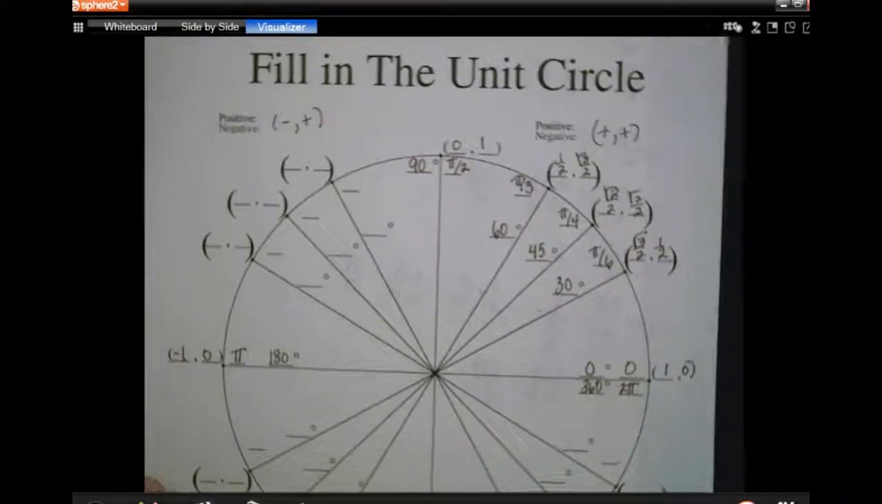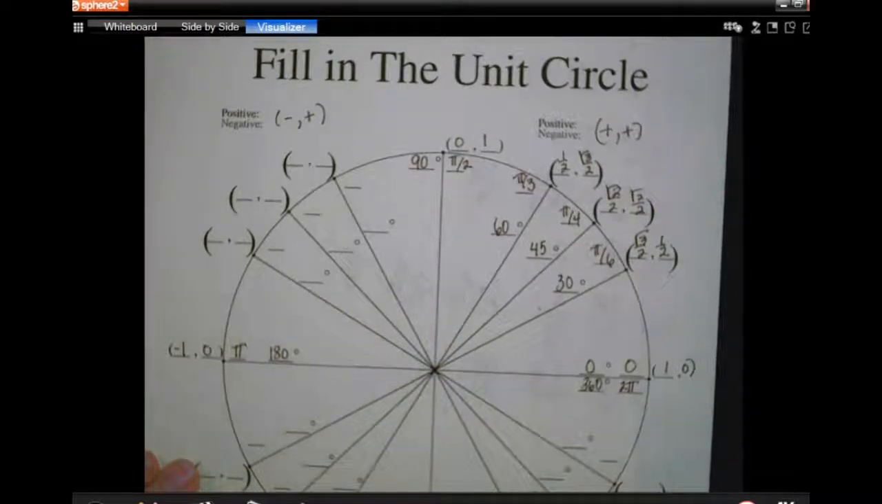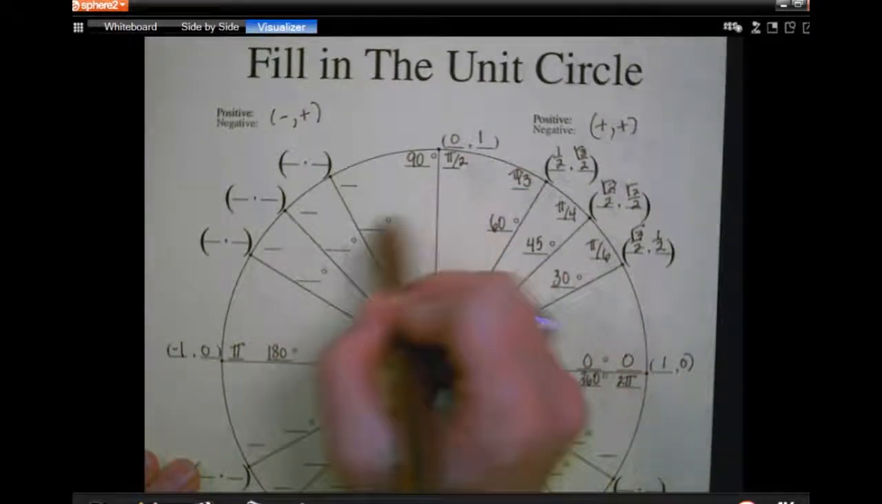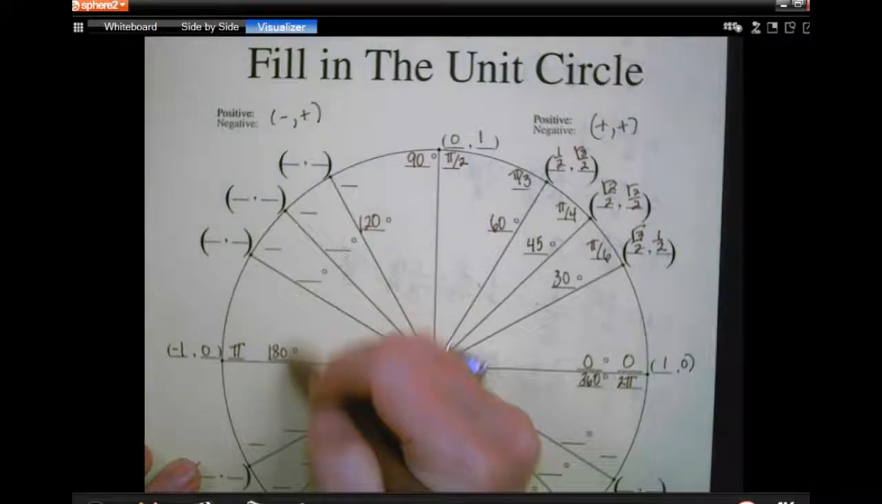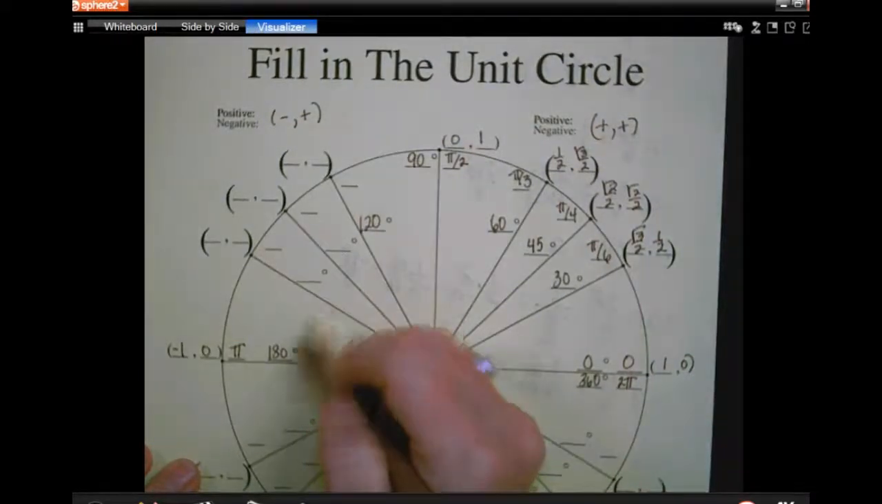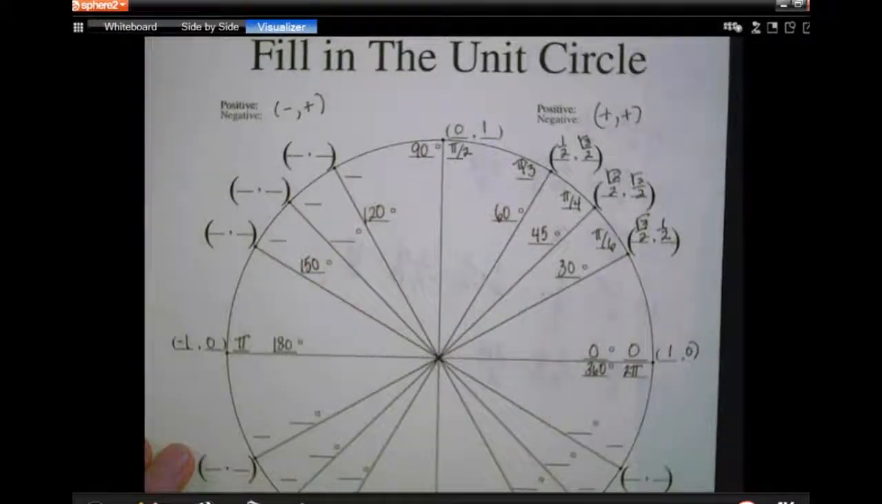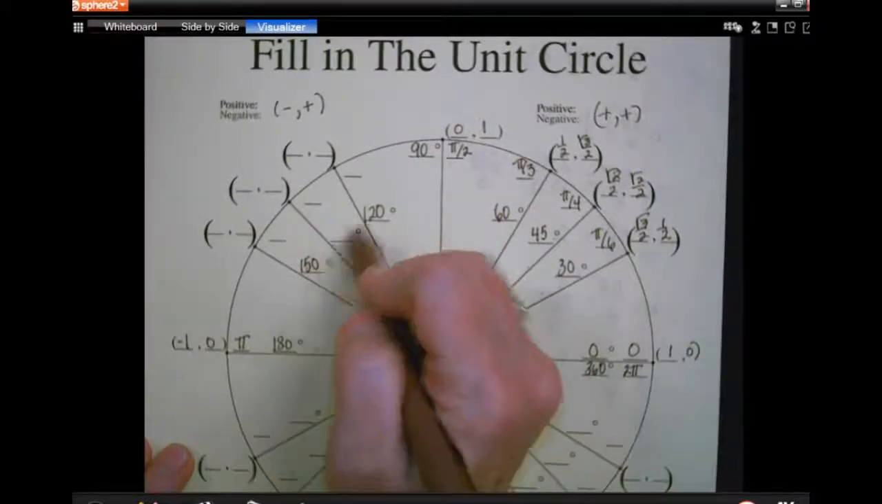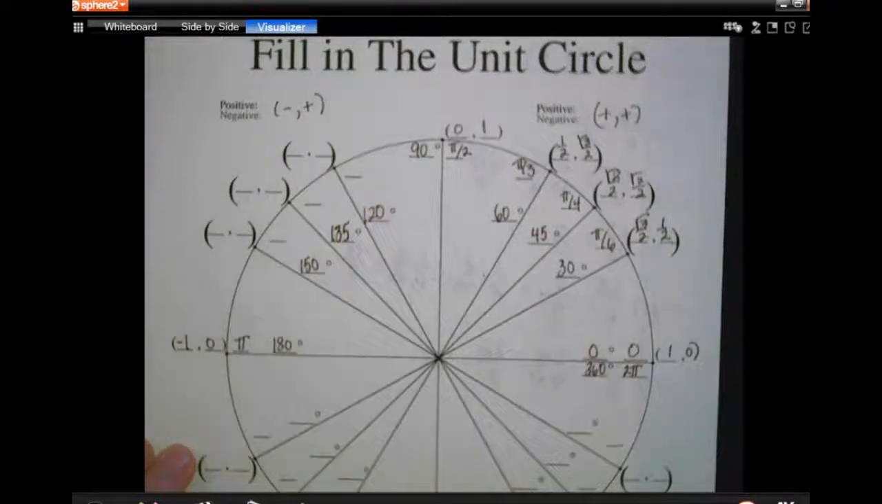Okay. So the next thing I want to look at is the second quadrant. To get from 90 to here, how much am I adding? 30, so that gives me 120. To get from 180 back to here is 150, so I'm subtracting 30. And to get from here to here, how much do I add? Yes, 135.